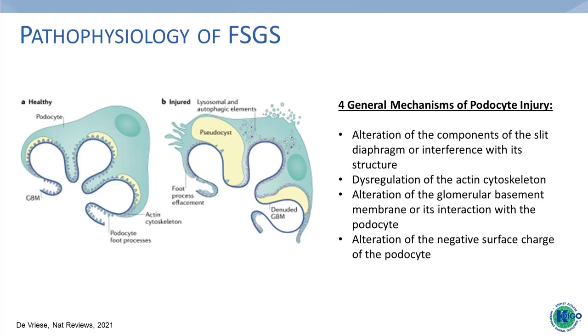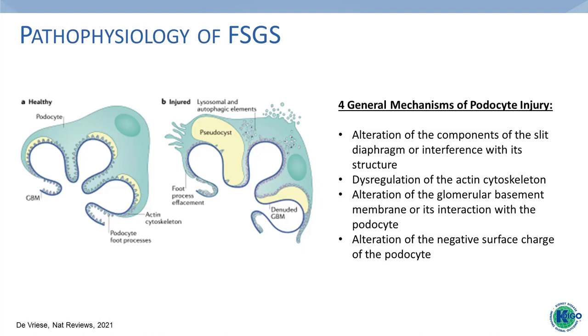So in summary, there are four general mechanisms of podocyte injury. One, alteration of the components of the slit diaphragm or interference with this structure. Two, dysregulation of the actin cytoskeleton, which is very important for supporting the structure of the podocyte. Three, alteration of the glomerular basement membrane or its interaction with the podocyte. And four, alteration of the negative surface charge of the podocyte.